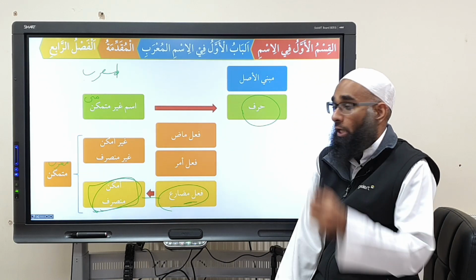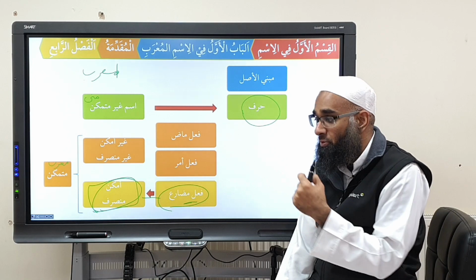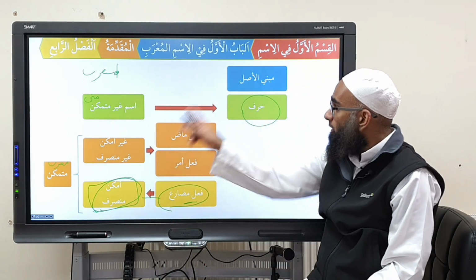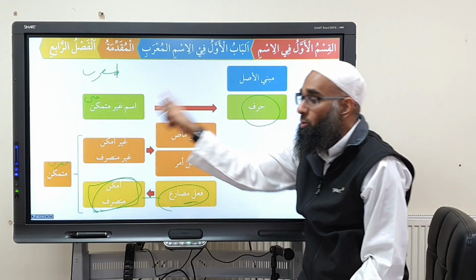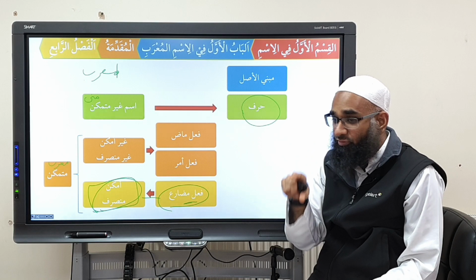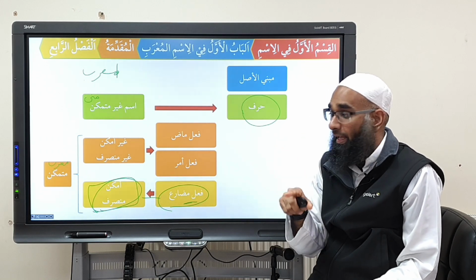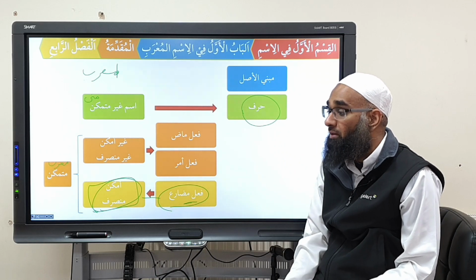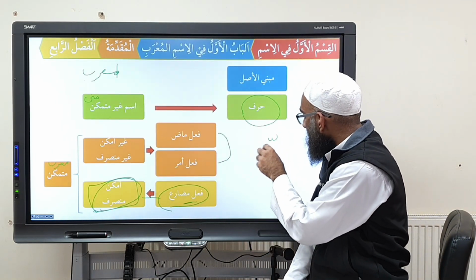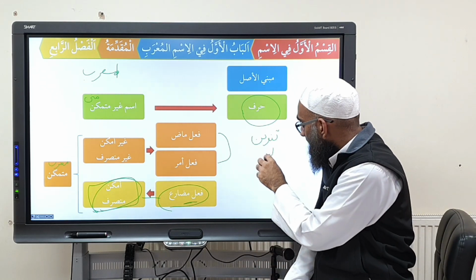Now, ism ghayr Munsarif becomes ghayr Munsarif because it has resemblance to the verb, not the mabniul asal. If a noun resembles mabniul asal, meaning the harf, it becomes mabni. And if the word resembles a fa'il, it takes the ruling of the fa'il. It becomes ghayr munsarif. And what's the ruling of a fa'il? It never has tanween, and it never has kasra.